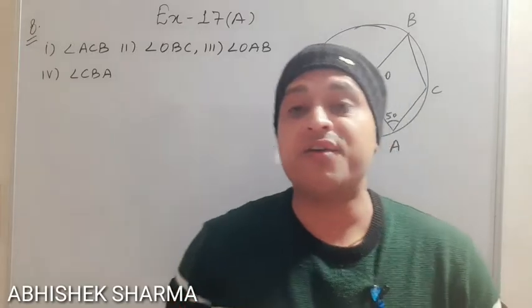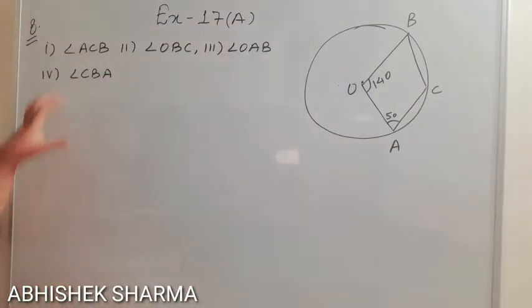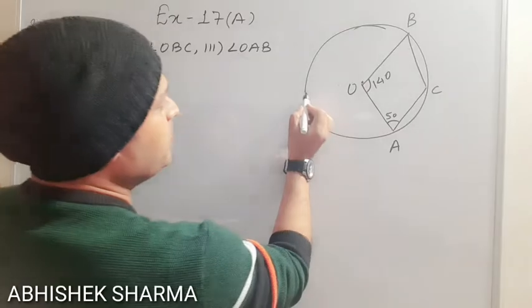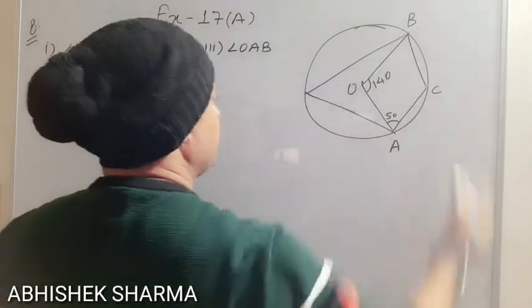Exercise 17, question number 8. In this question, we have to calculate angle ACB. How will you calculate it? You need to make a construction over here. You have to make the construction like this. I have made this construction.